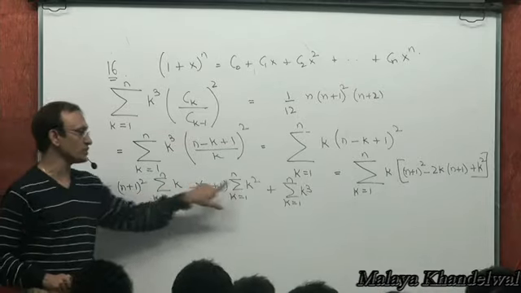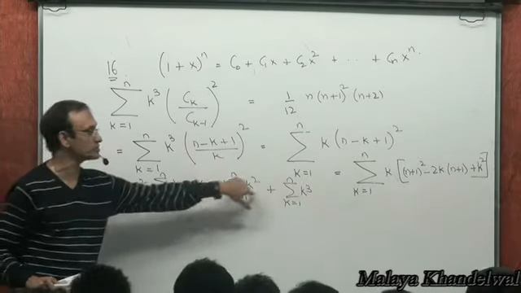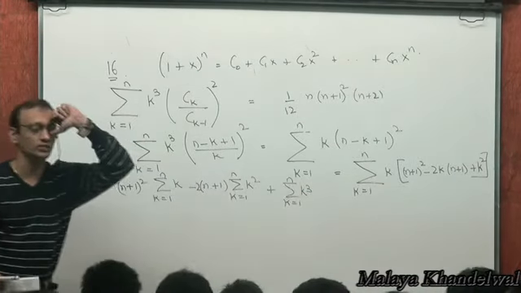Sum of the first 10 natural numbers, sum of the squares of the first 10 natural numbers, sum of the cubes of the first 10 natural numbers. Is that okay?